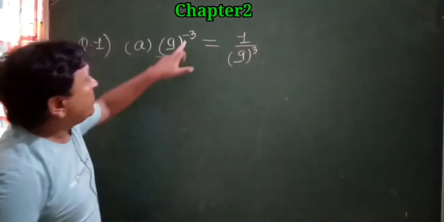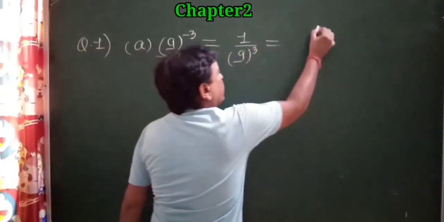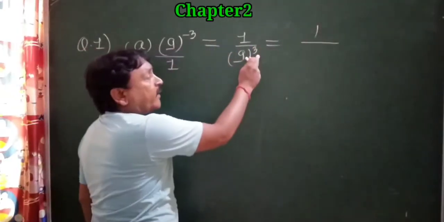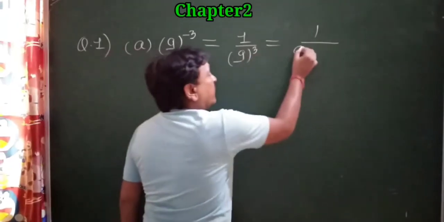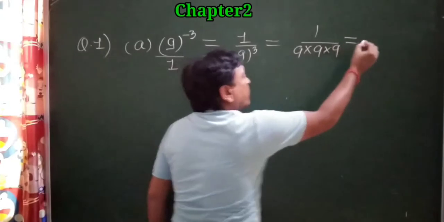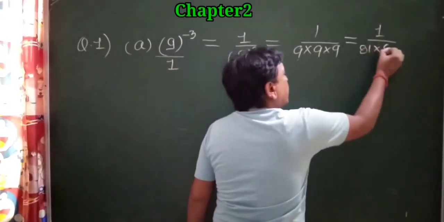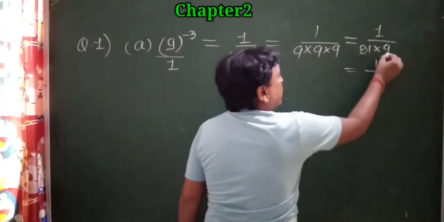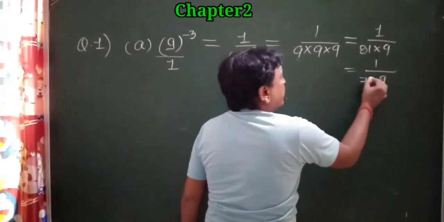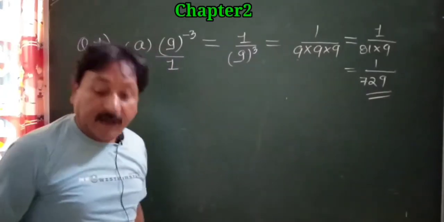Its power was negative, now it will become positive, and now we have to just solve it. 9 is written how many times? It will get multiplied 3 times: 9 into 9 into 9. So the answer will come 1 upon 9 into 9, 81, into 9, again 9 1 is 9, 9 8 is 72. So 1 upon 729 is the needed answer.